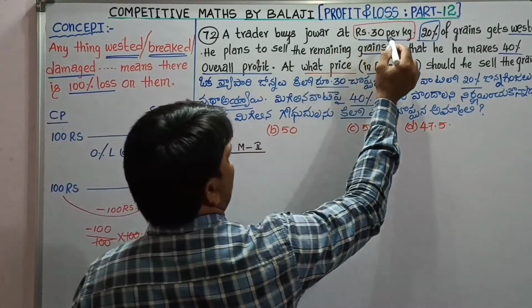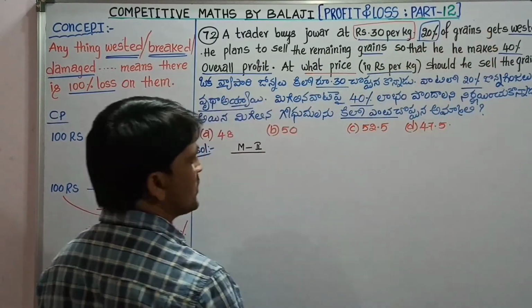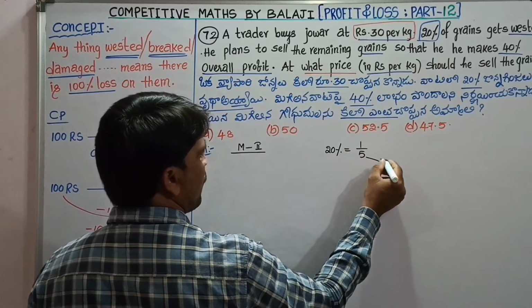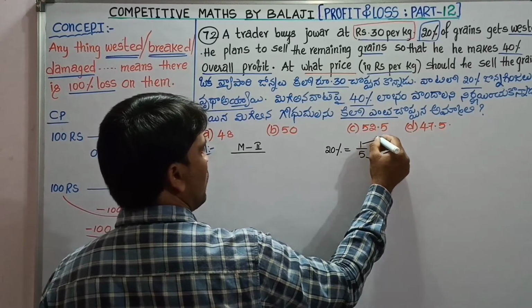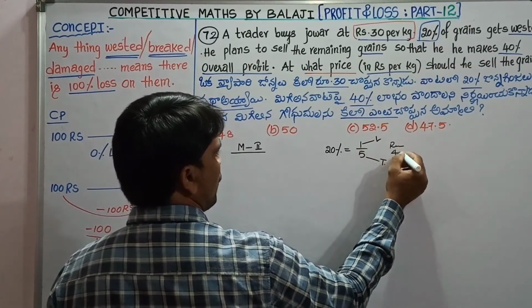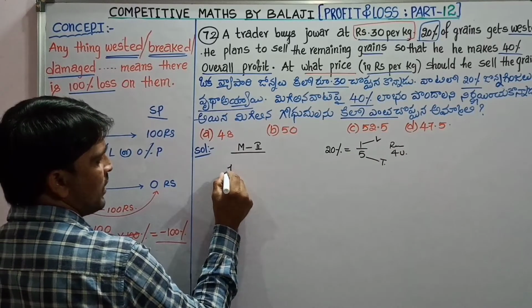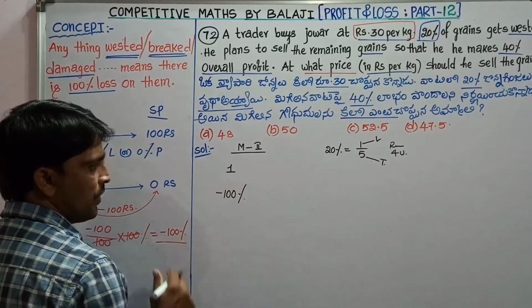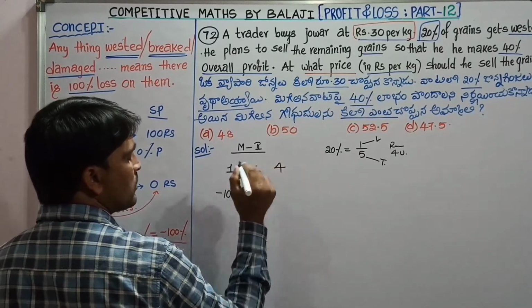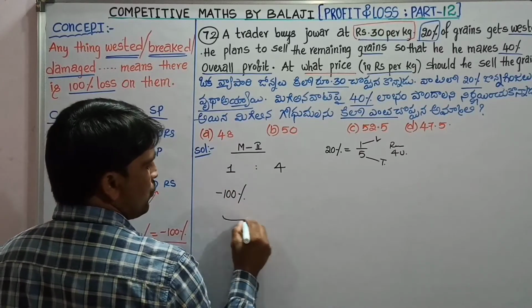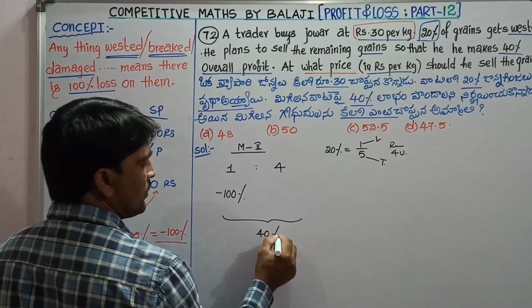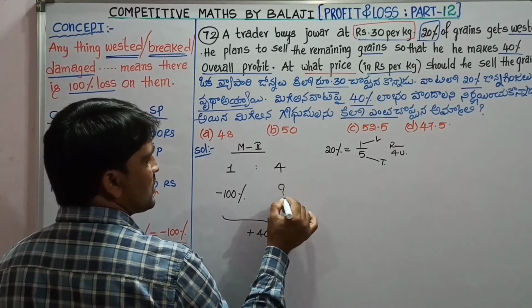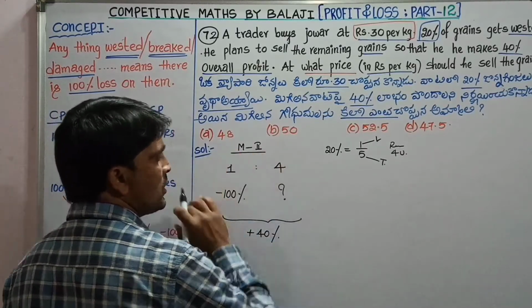A trader buys jowar at 30 rupees per kg. 20% of grains get wasted. The fraction value of 20% is 1 by 5. That is, total 5 units of grains, and 1 unit of grains is loss, so remaining grains are 4 units. Out of 5 units, 1 unit is wasted. That means we get 100% loss on 1 unit of grains. Remaining are 4 units of grains. So to get overall 40% profit, at what percent gain should the remaining article be sold?